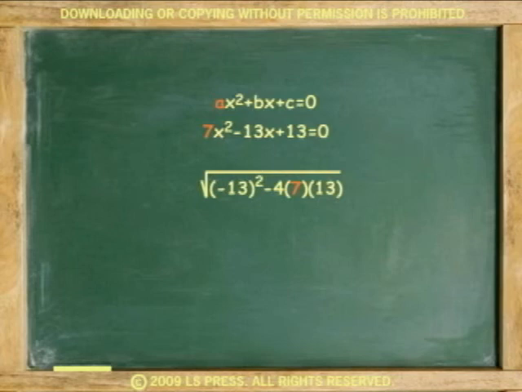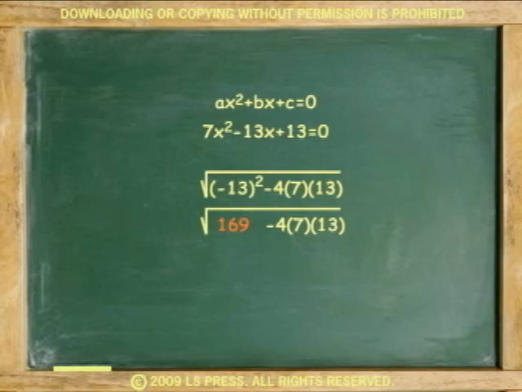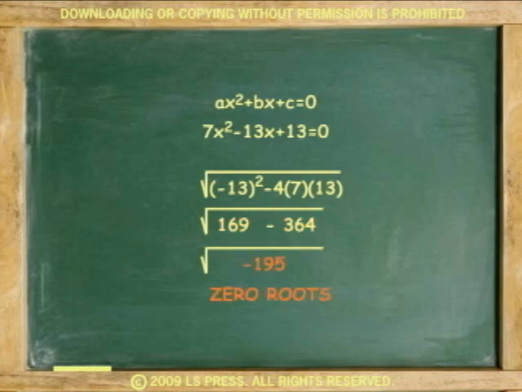For example, a equals 7. b equals negative 13. c equals 13. Using the discriminant, 169 minus 4 times 7 times 13. 4 times 7 times 13 equals 364. 169 minus 364 yields a negative answer. If the radical is negative, no real roots.